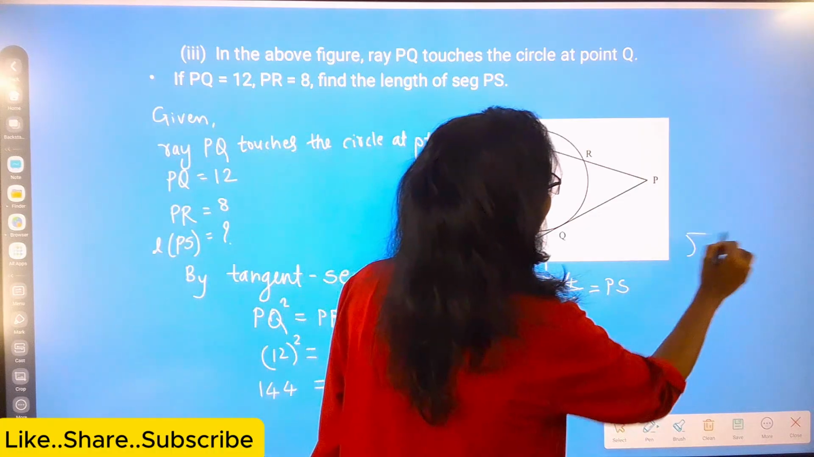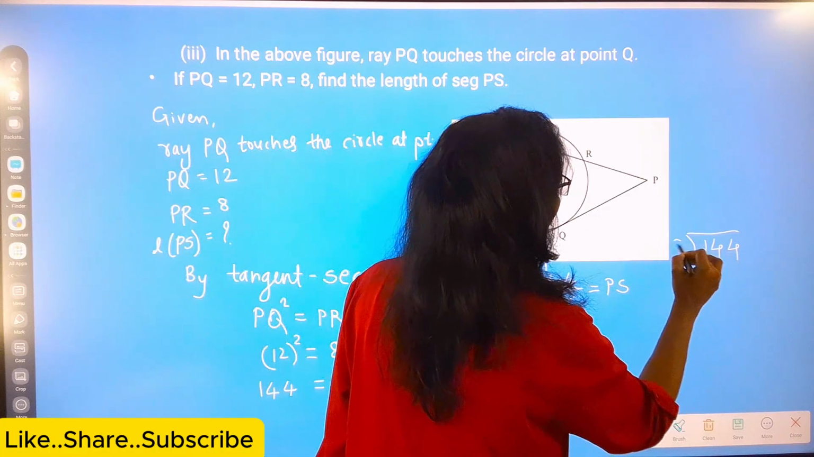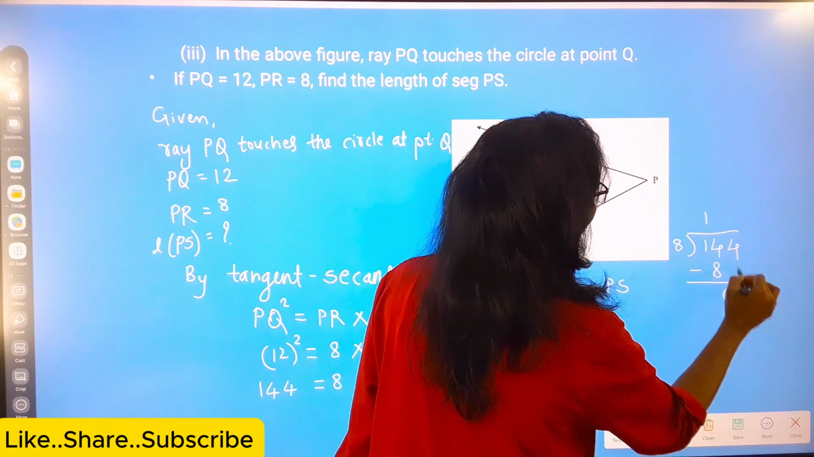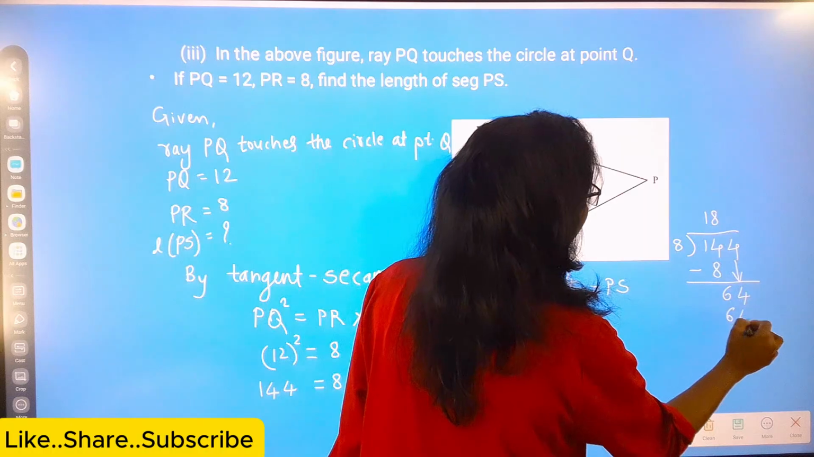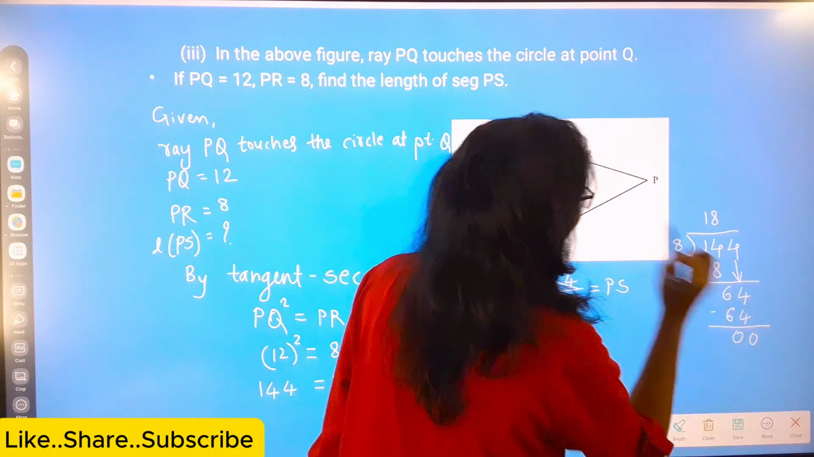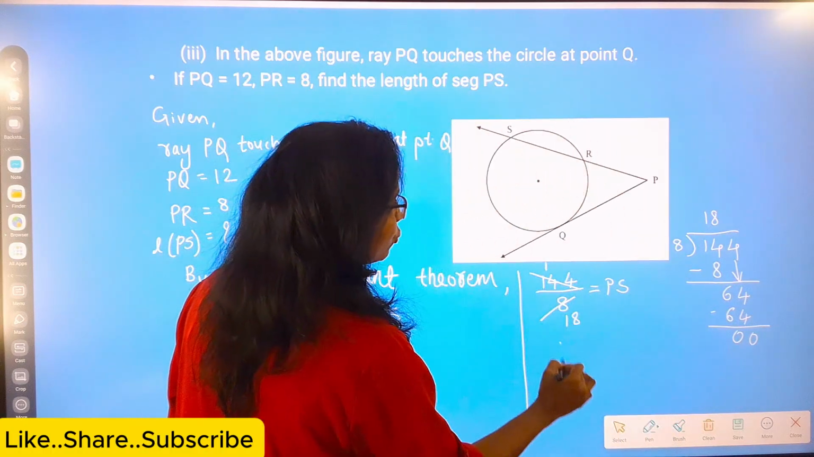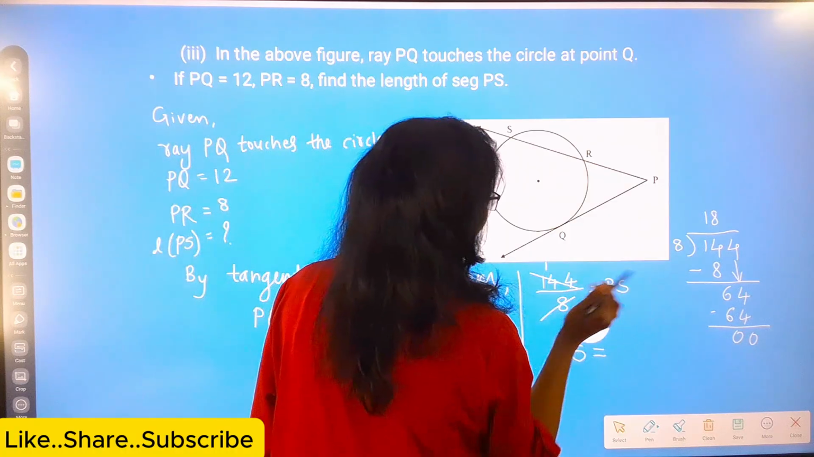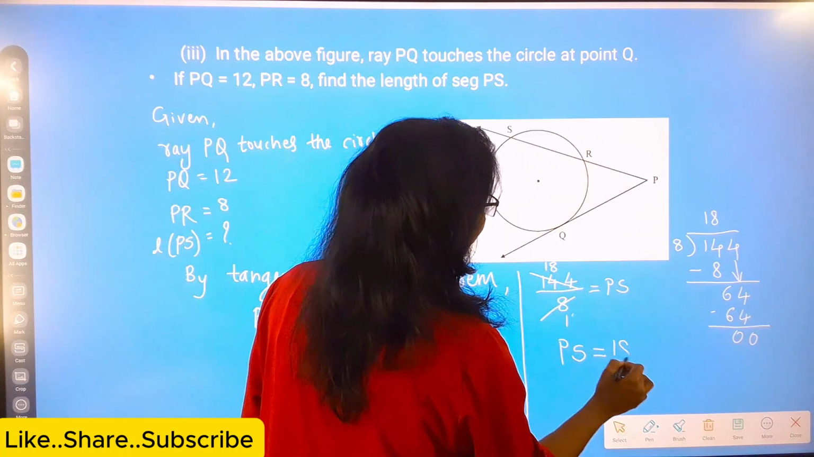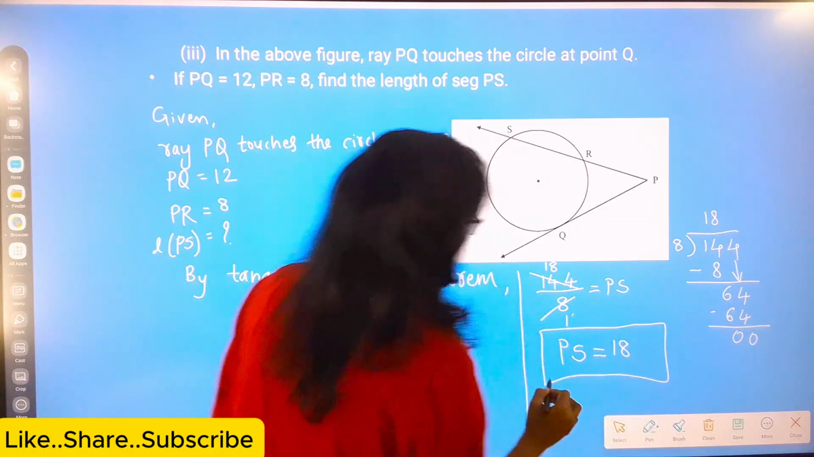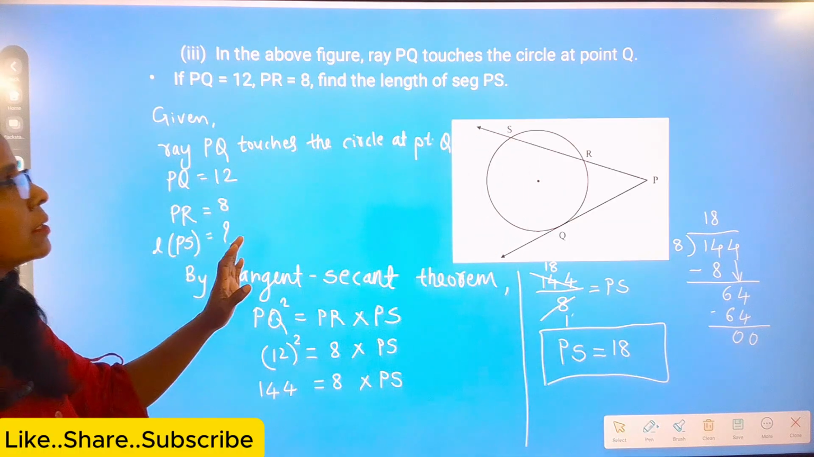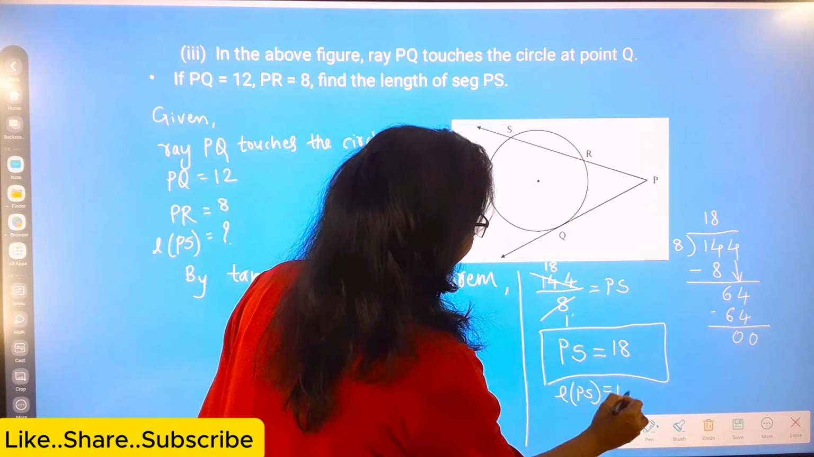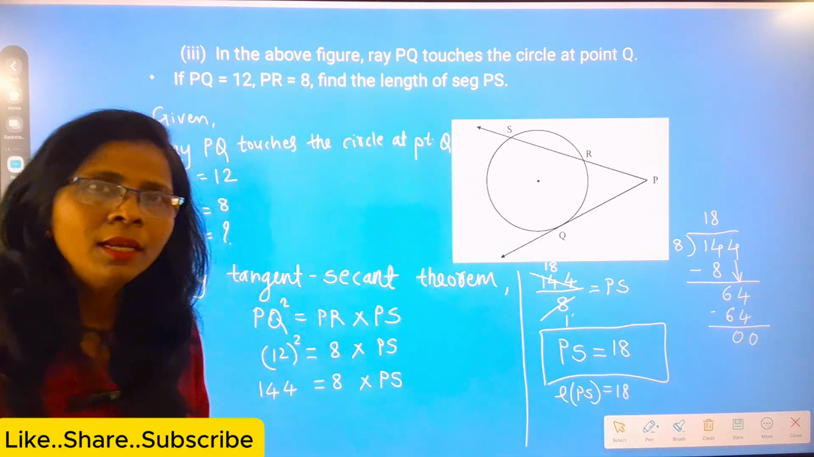Then 144 divided by 8, 8 sixes are 48, then here 18. So now PS is equal to 18. Okay, this is the final answer. That means the length of PS is equal to 18. Okay, this is our final answer.